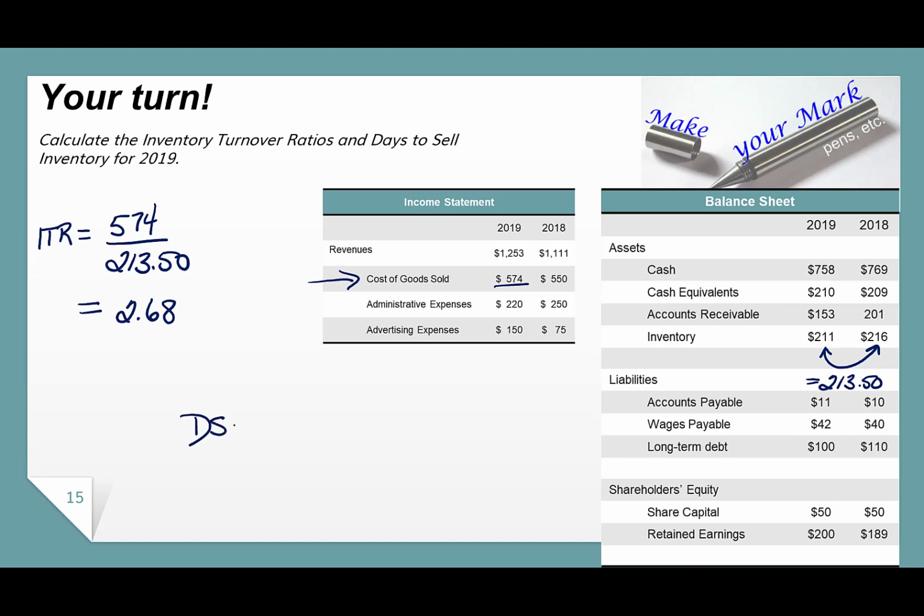To determine the days to sell inventory, we take 365 and put that over the ITR that we've just calculated, and we get 126.7, which means that the company turns over its inventory approximately every 126.7 days, which works out to about once every 4 months. I hope that those were the responses that you got, or at least you were close to these numbers. Sometimes there are rounding issues which will affect your dollar amounts or your decimals by a few points. If there were some major discrepancies, please go back and check your calculations and review this solution.